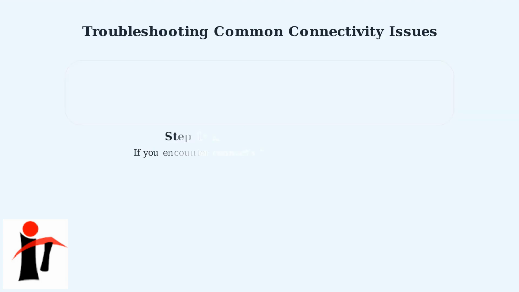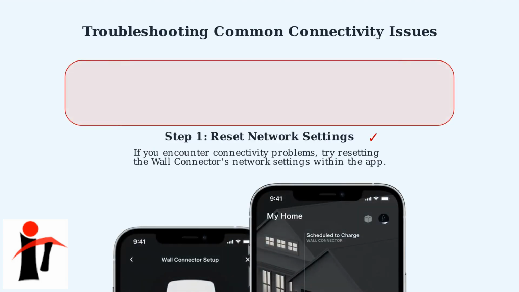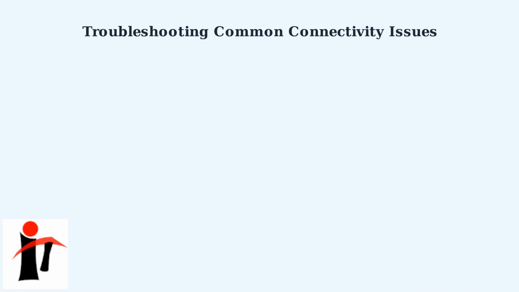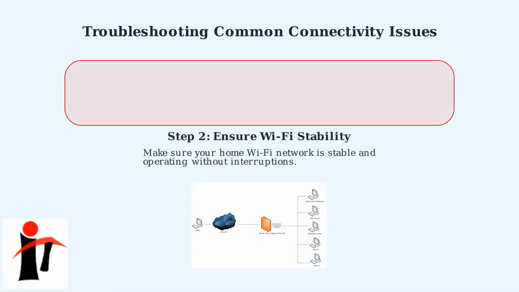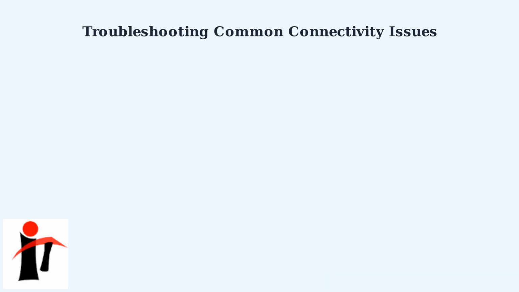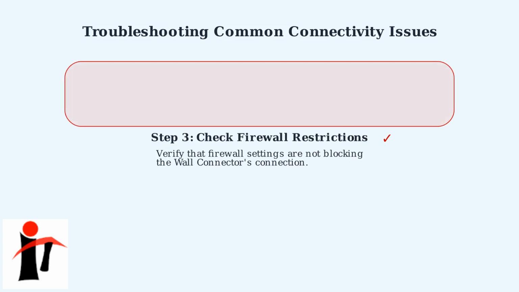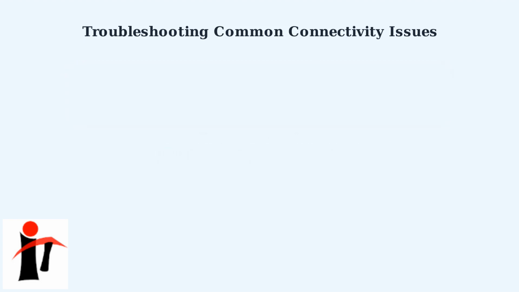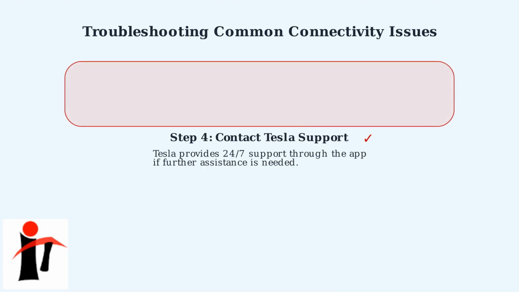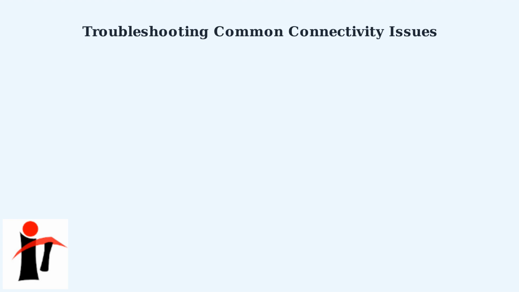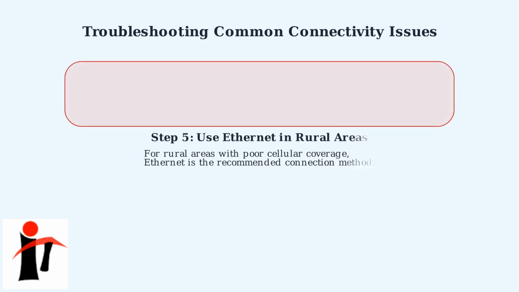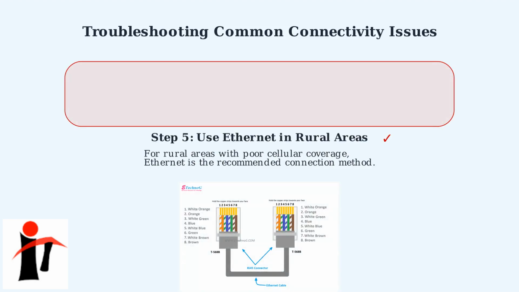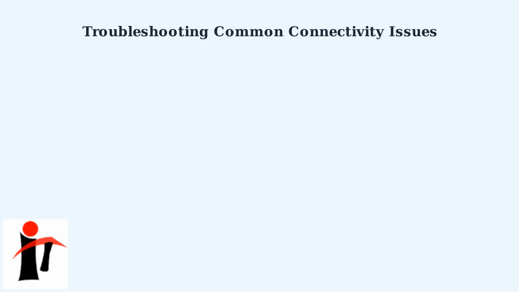If you encounter connectivity problems, try resetting the wall connector's network settings within the app. Ensure your home Wi-Fi network is stable and that there are no firewall restrictions blocking the connection. Tesla provides 24/7 support through the app if further assistance is needed. For rural areas with poor cellular coverage, Ethernet is the recommended connection method.